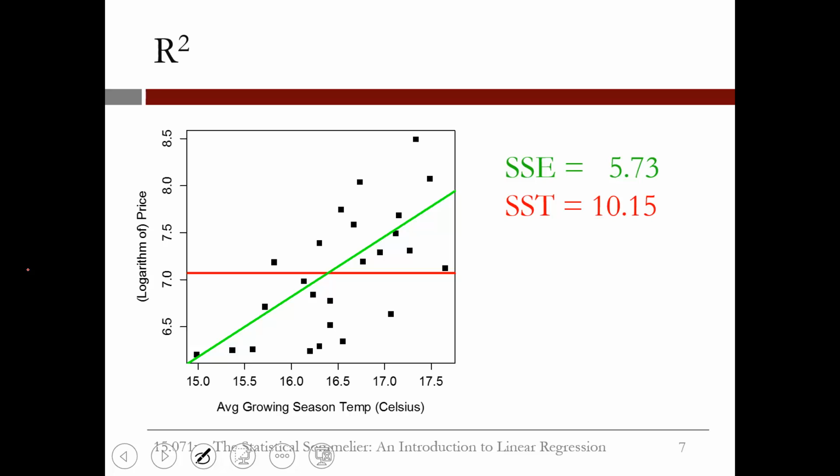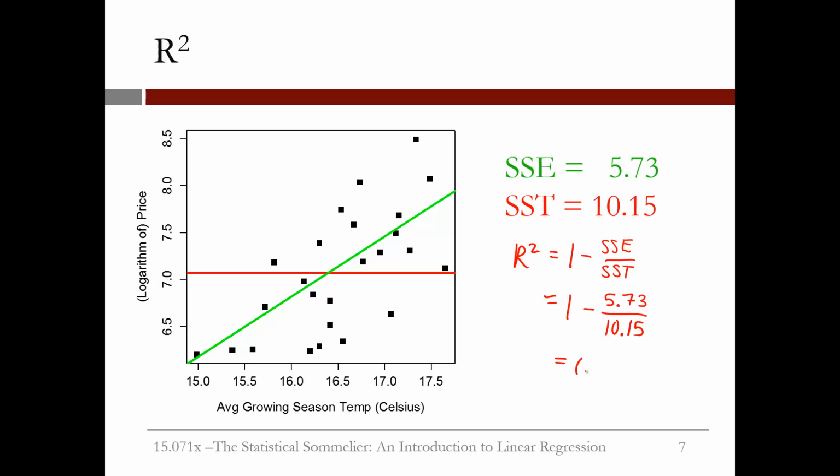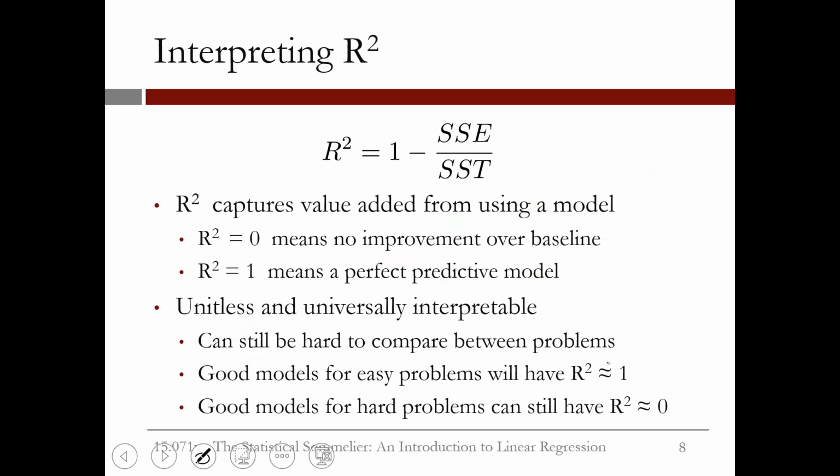The sum of squared errors for the baseline model is also known as the total sum of squares, commonly referred to as SST. Then the formula for r squared is r squared equals 1 minus sum of squared errors divided by total sum of squares. In this case, it equals 1 minus 5.73 divided by 10.15, which equals 0.44. R squared is nice because it captures the value added from using a linear regression model over just predicting the average outcome for every data point.